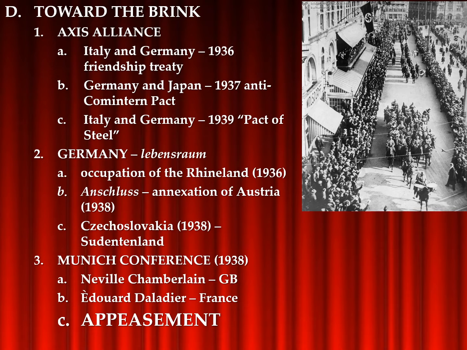Germany and Japan in 1937 signed an anti-Comintern pact, pledging to help each other prevent the spread of communism out of the Soviet Union and into other countries, of which they were on either end. In 1939, Italy and Germany signed what was called the Pact of Steel, which was a military alliance pledging to come to each other's aid if the other was attacked.